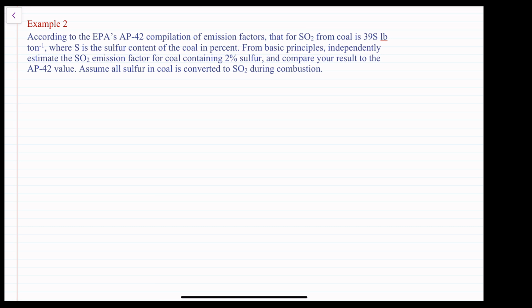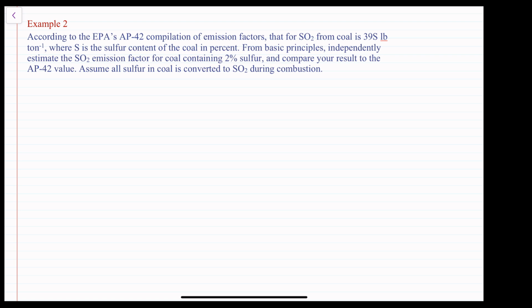So this says, according to the EPA's AP42 compilation of emission factors, the factor for SO2 from coal is 39S pounds per ton, which we just saw, where S is the sulfur content of the coal in percent. So from basic principles, independently estimate the SO2 emission factor for coal containing 2% sulfur, and then compare your result to the AP42 value. And we're assuming all sulfur in coal is converted to SO2 during combustion.